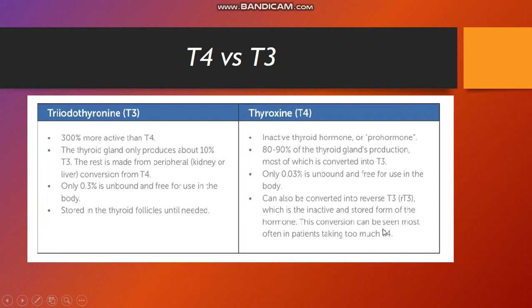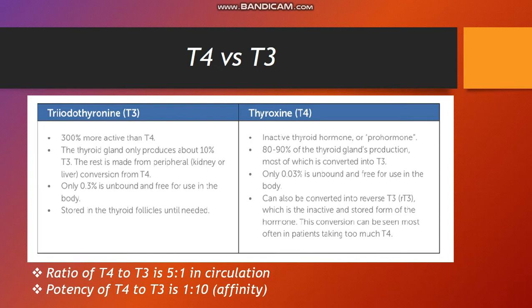Thyroxine, the inactive thyroid hormone or prohormone, you can say, is 80 to 90% of the thyroid gland production, most of which is converted into T3. Only 0.03% is unbound and free for use in the body. It can also be converted into reverse T3, which is the inactive and stored form of the hormone. This conversion can be seen most often in patients taking too much T4. Ratio of T4 to T3 is 5:1 in circulation, and potency of T4 to T3 is 1:10 affinity.